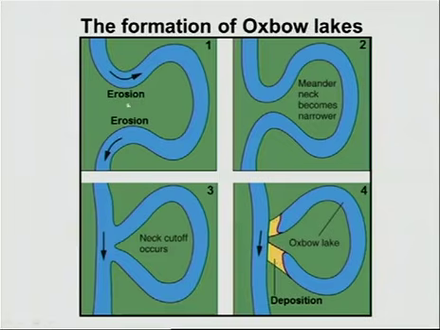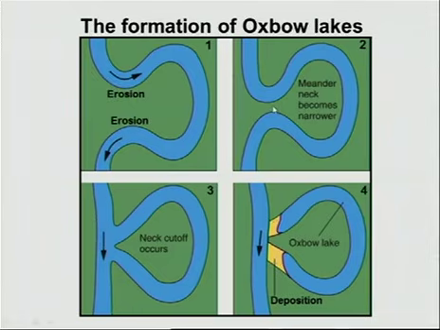Now see what happens. As this comes down this side, remember we said you must know where the river flows fast and where the river flows slowly. On this side you're going to get erosion, on that side deposition. This is going to erode away, and see what's happening in step 2. Because of erosion there and there, the meander neck becomes narrower.